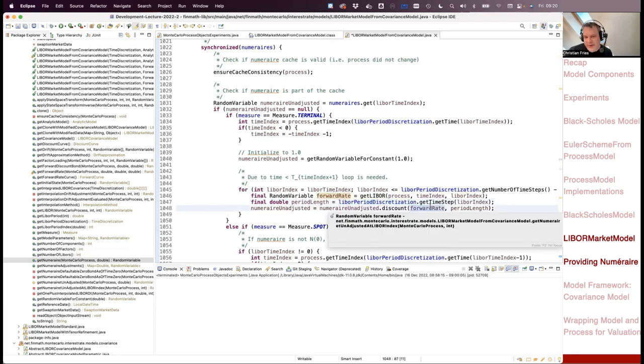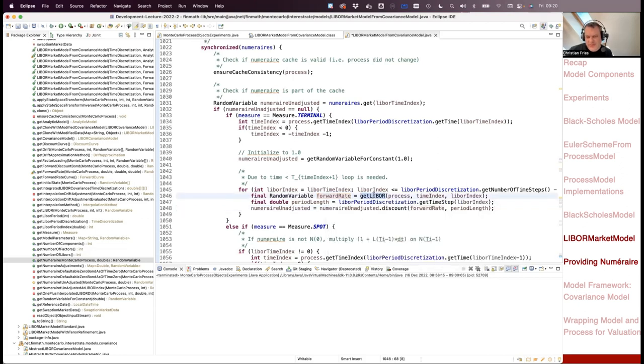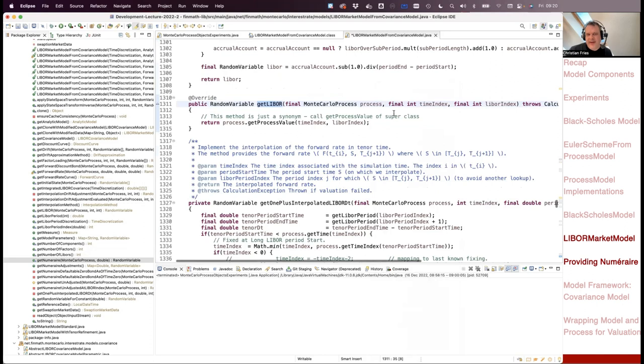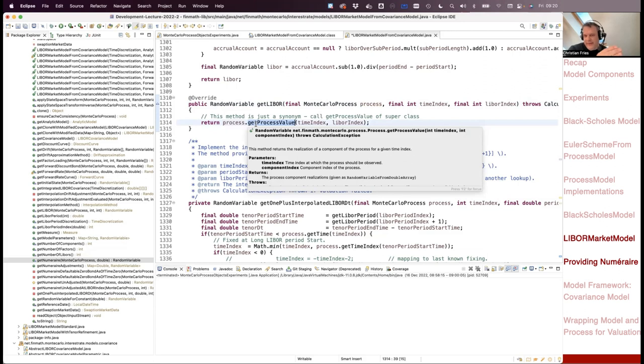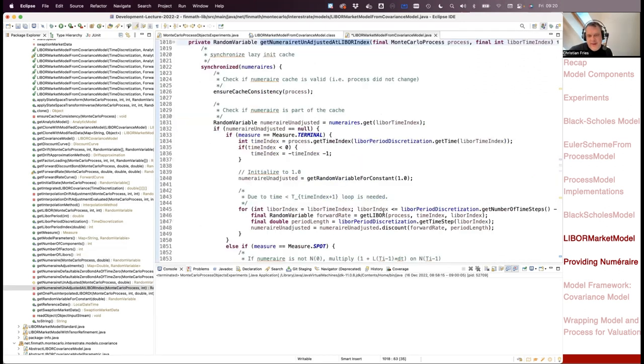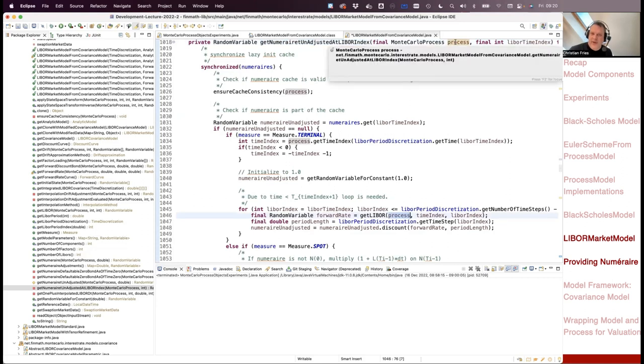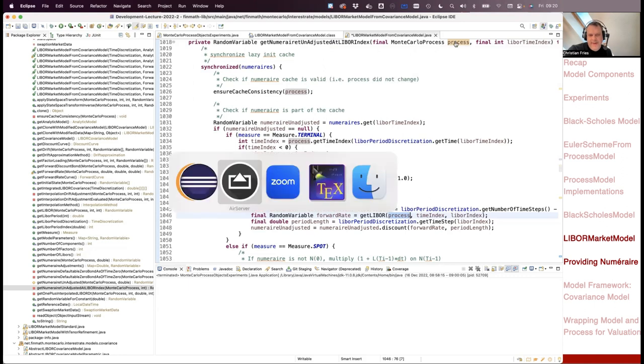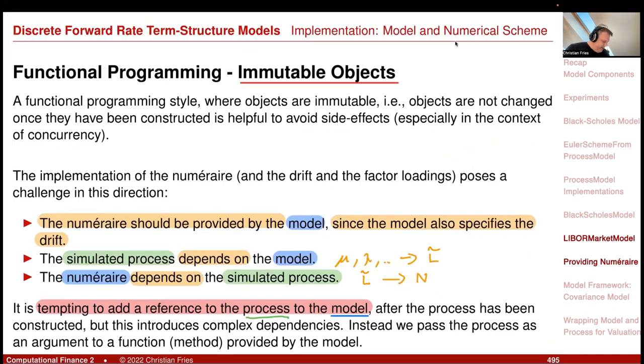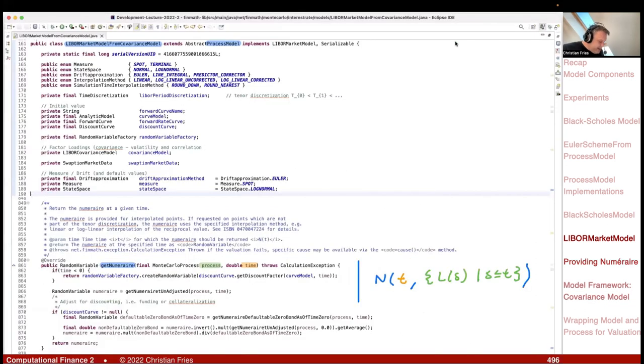So this rate here, this forward rate, is created by this function, for historic reasons called get LIBOR. And you see, this function is just taking the process and asking back the process what the simulated value is. So we simulate all values L, and then here we have the process as an argument to the function that calculates the numerator. So that's how I solved this interdependency. What my model is providing is the function that creates, out of the simulated process, the simulated numerator. By this, we are very flexible.